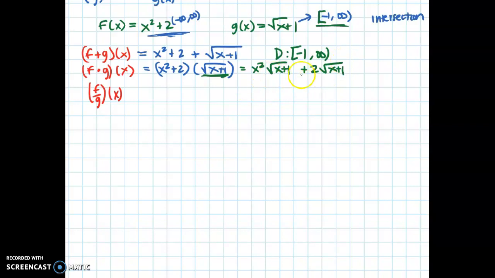The domain of this function, again, is still just going to be this. Square bracket, -1 to infinity. Because again, it doesn't matter that I'm multiplying x squared to the root. I still can only plug in at least the smallest possible number being -1.